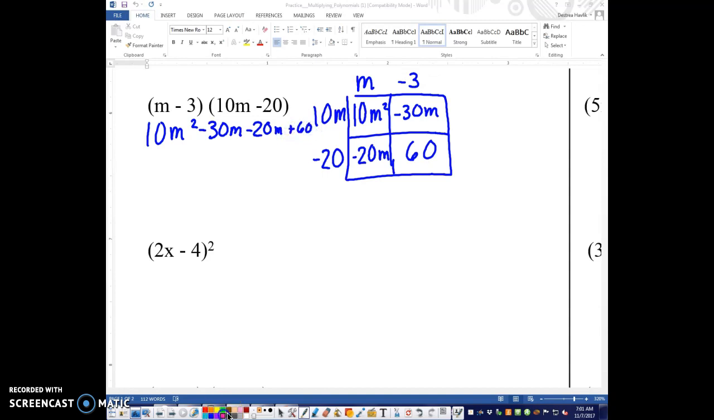Now we need to combine like terms. There's only one m squared, so 10m squared. Negative 30 minus 20 is what? Negative 50. M, don't forget your m, plus 60. Okay, pause the video and do the problem to the right.